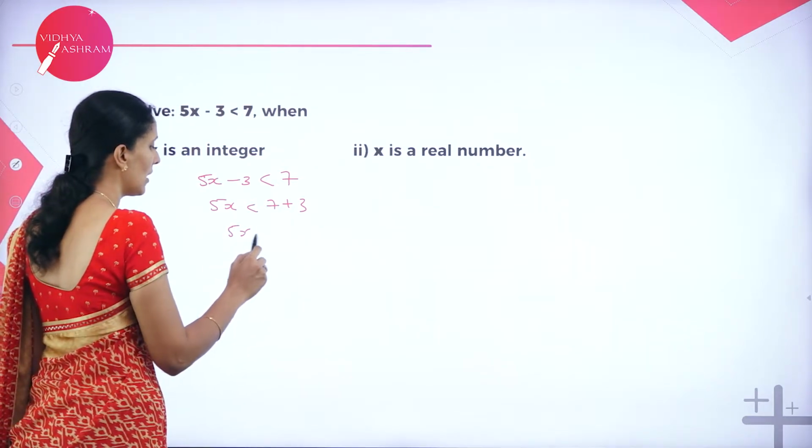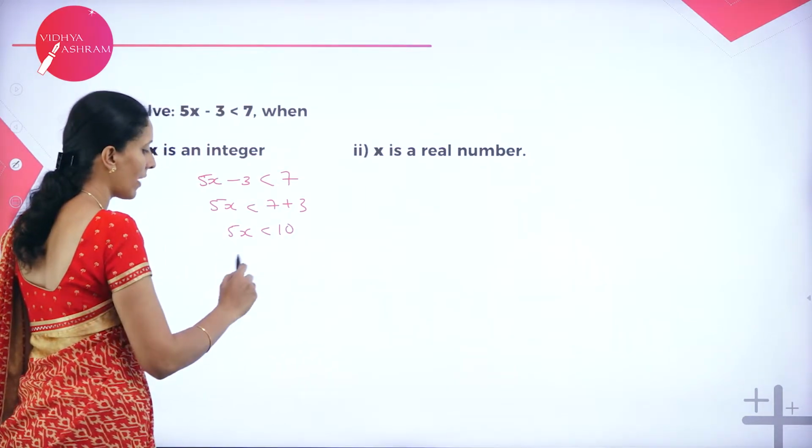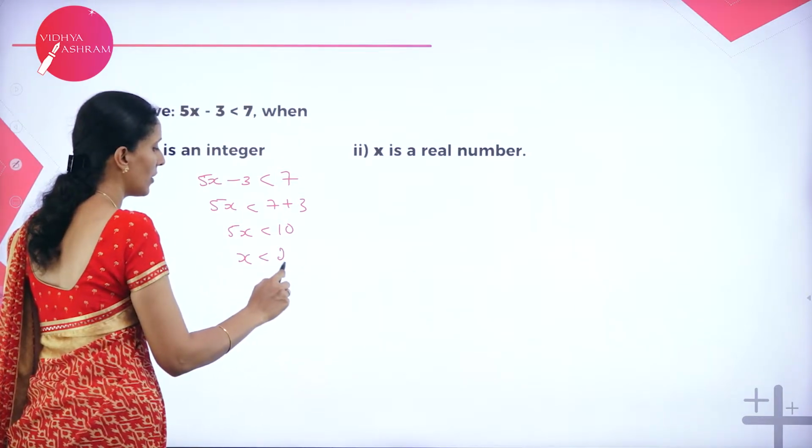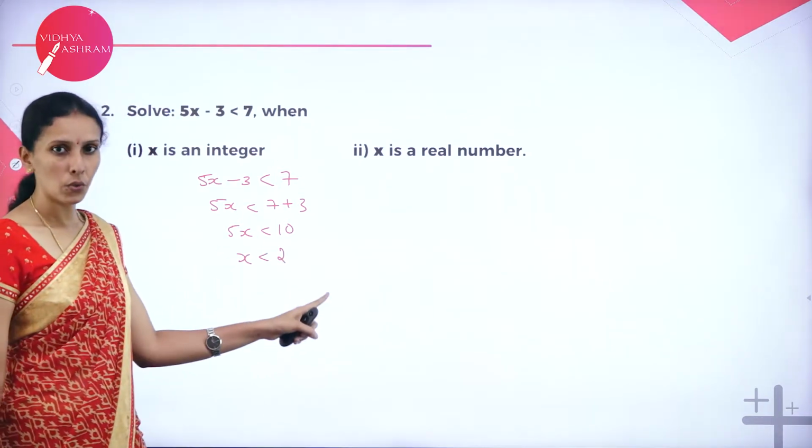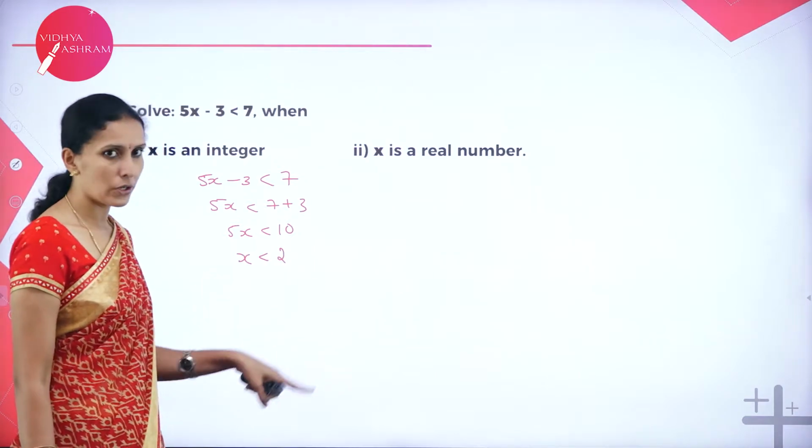Now 5x is less than 10. So divide by 5 on both sides. So you will get x less than 2. Now x less than 2 is the solution. Strictly less than 2 is the solution.